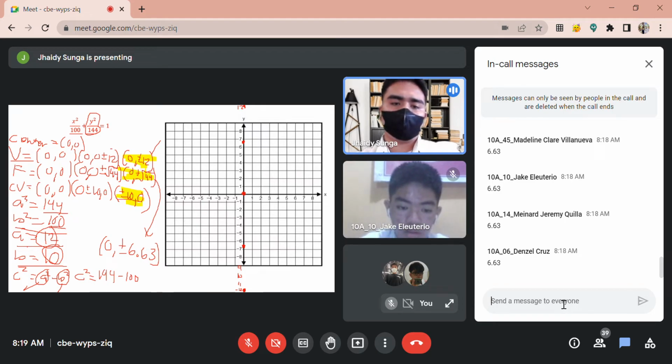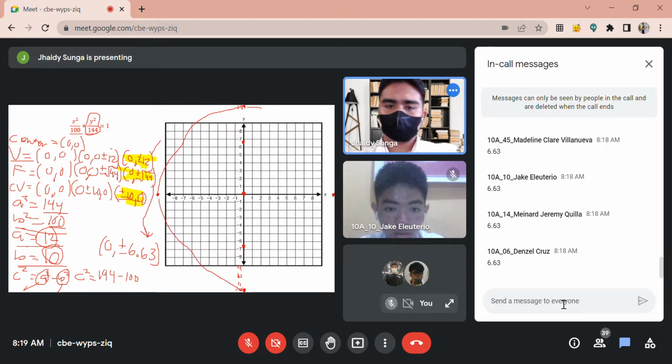How about your co-vertices? They are positive, negative 10, and 0. Let's just say your positive, negative 10 is located on this side. This is your negative 10 and positive 10. So in this case, we could have the ellipse. Pardon my drawing. Alright, so this is our ellipse already. This is our major axis, and this is our minor axis.